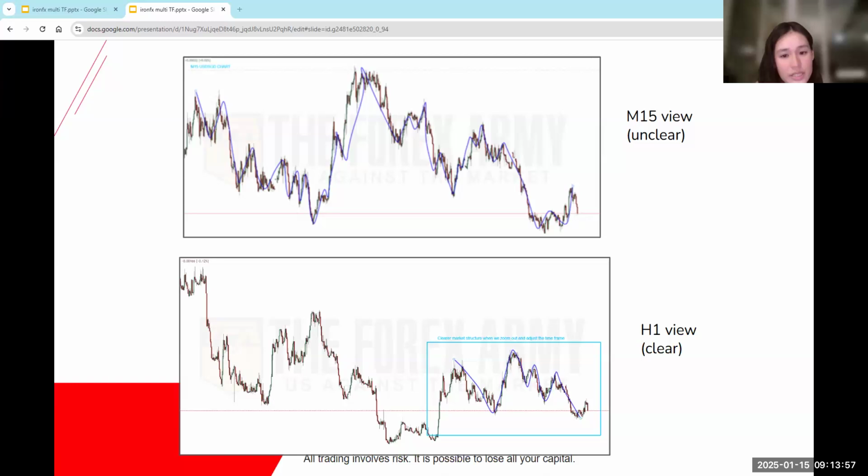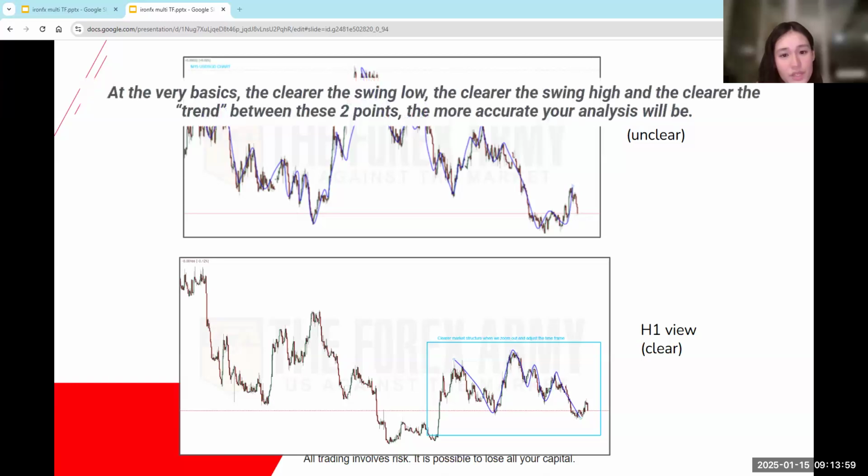So there are two criteria that we should look out for. Firstly, a clear swing low and swing high. Secondly, a clear trend between the starting and ending point. This starting and ending point refers more to drawing trend lines for your Fibonacci retracement. In this case, this also applies to the support and resistance levels that we talked about earlier as well.